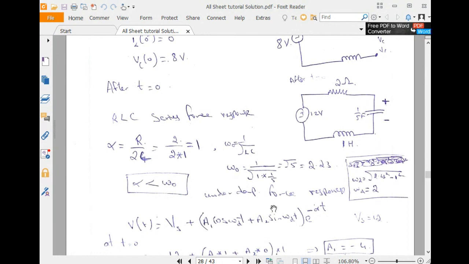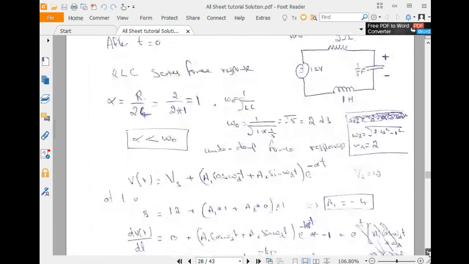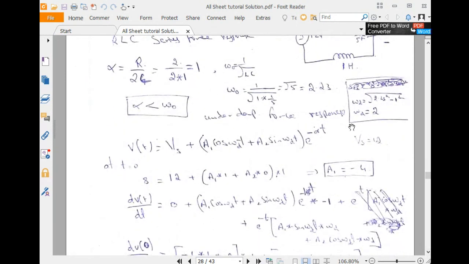Alpha is less than omega naught, so it is underdamped. Underdamped, omega d equals, and this omega d formula is the same. The standard value is the same, but here we have Vs also.